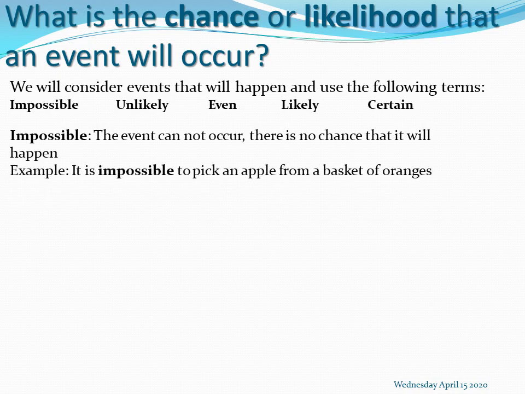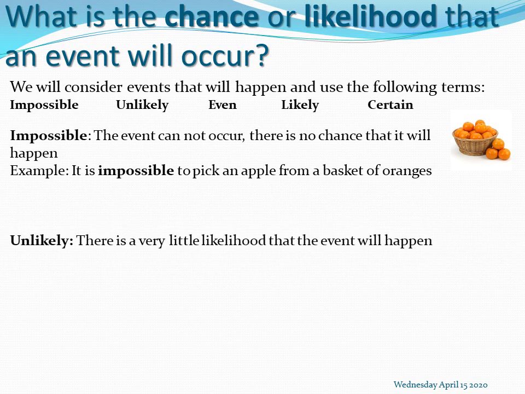Let's have an example again. It is impossible to pick an apple from a basket of oranges. I have only oranges in the basket. So, how possible is it that I will pick an apple from the basket? So, it is not possible. When such a statement is made, that I will pick an apple from a basket of oranges, then how do we describe the statement, or how are we going to predict the event? We will predict it by using the term impossible. Okay, it cannot occur, so you only have oranges and you can only get oranges, so it's not possible.